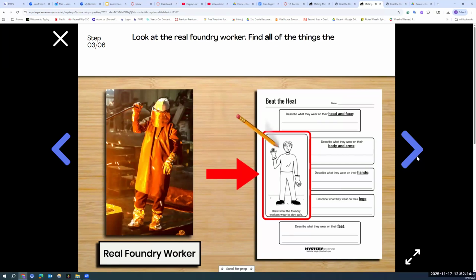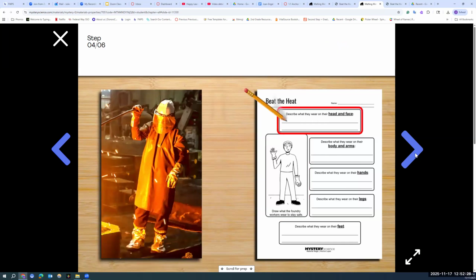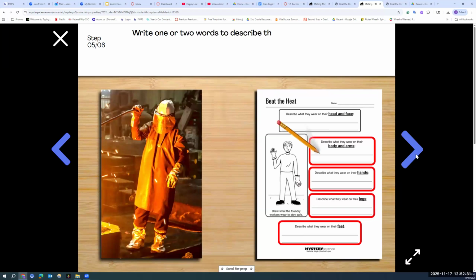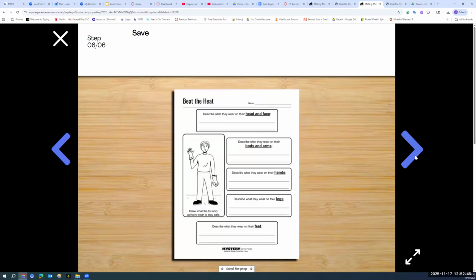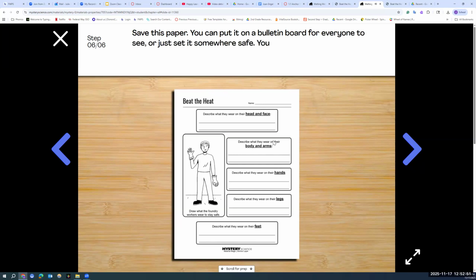Look at the real factory worker. Find all the things they are wearing to stay safe. On your worksheet, draw those things in. Okay? So I would pause right here until I get it all done. Write 1 or 2 words to describe the things they wear on the other parts of their body. Remember, you will write more later, so leave lots of space. Save this paper. You can put it somewhere safe.